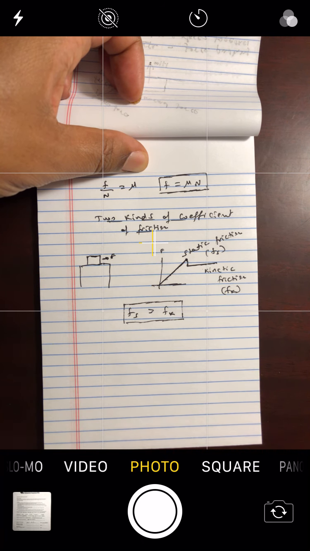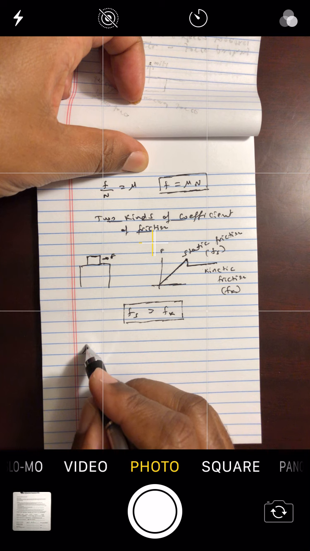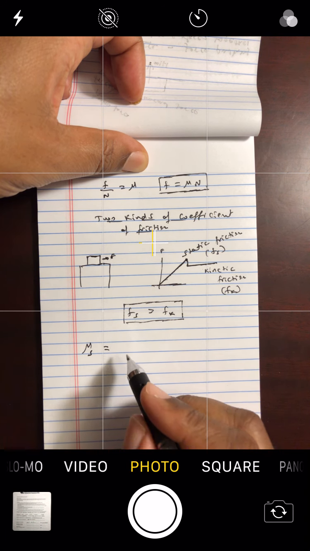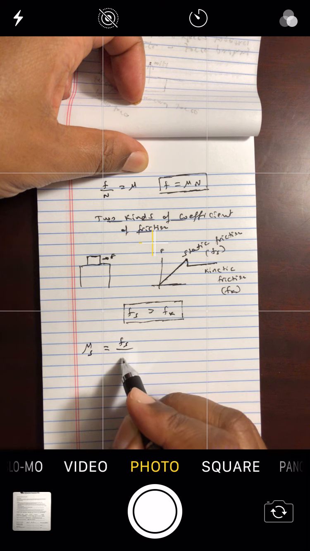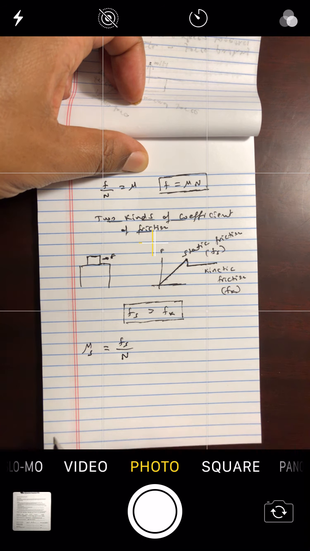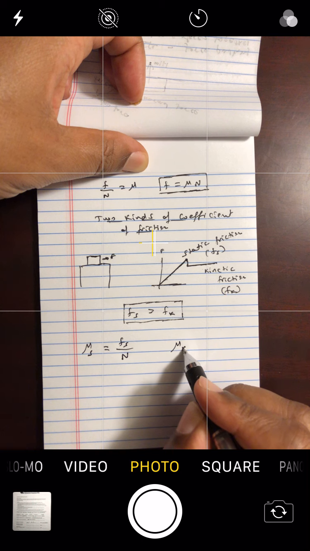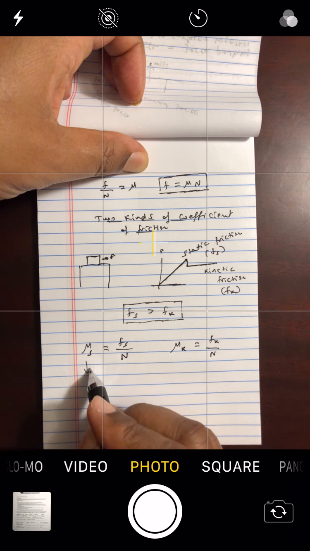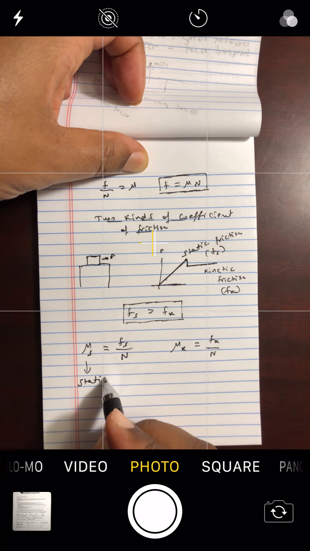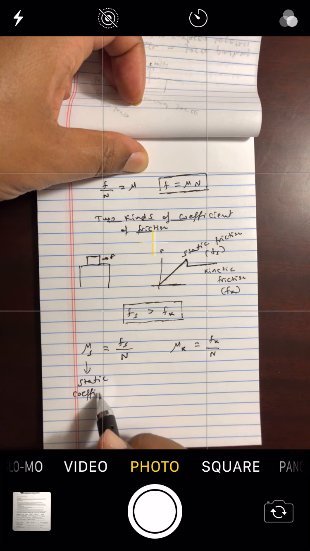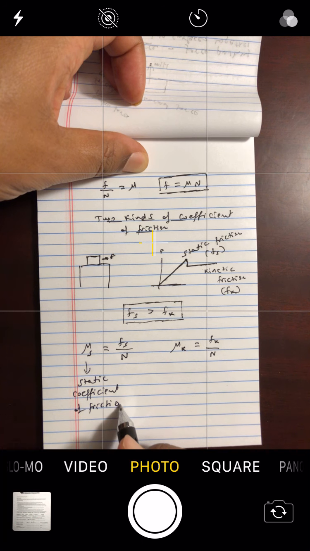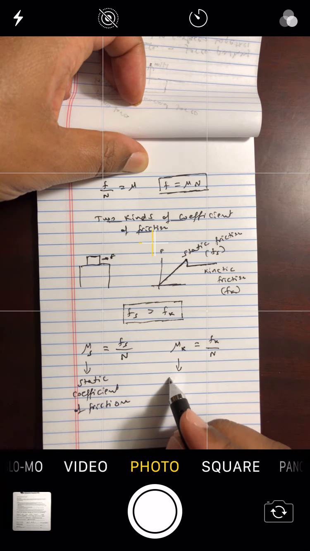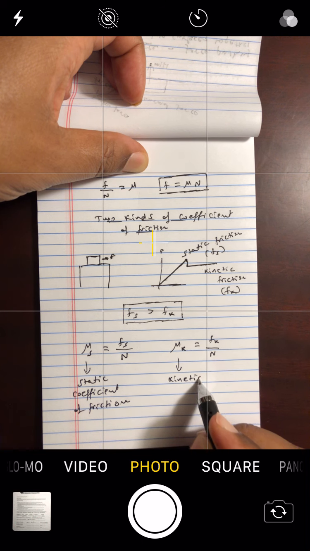All right. So because of this, we have two kinds of coefficient of friction. One is the static coefficient of friction, which is the static friction divided by the normal force. And then we have the kinetic coefficient of friction, which is the kinetic friction divided by the normal force. This one is called the static coefficient of friction, and this one is called the kinetic coefficient of friction.